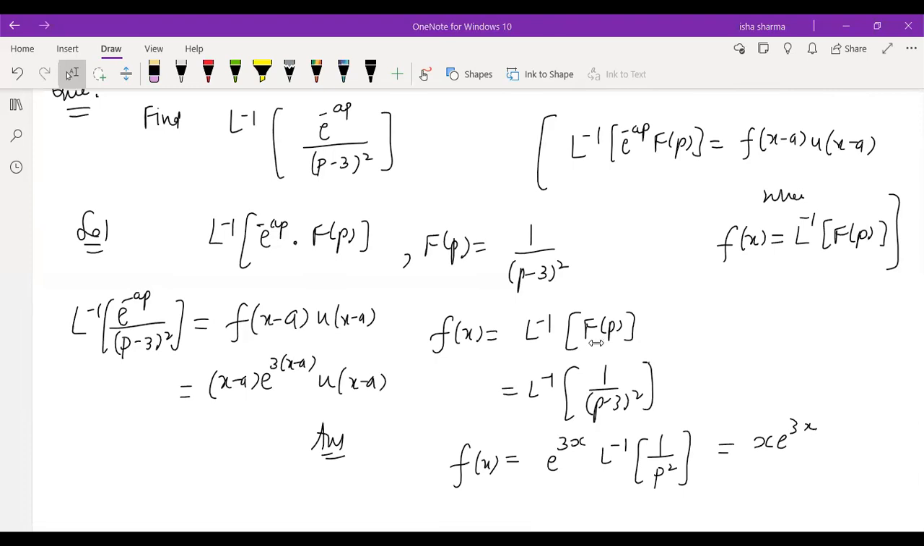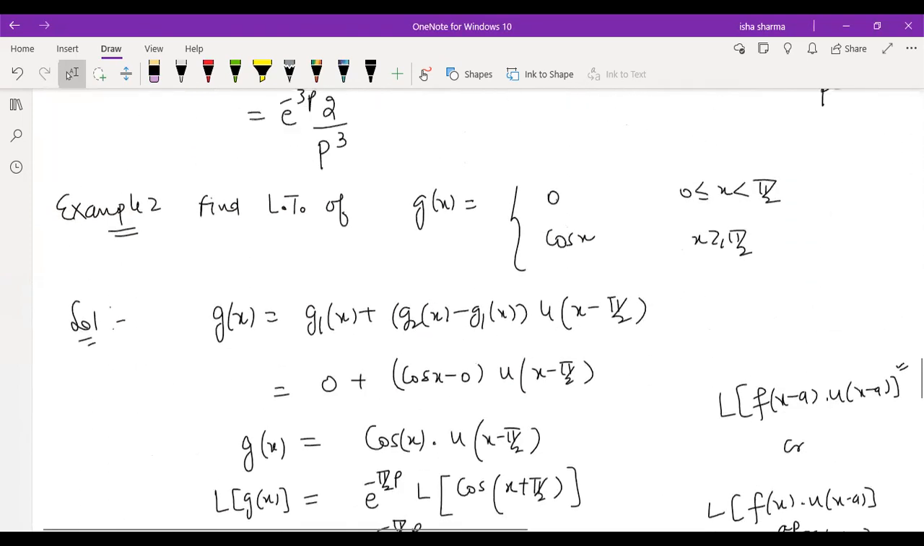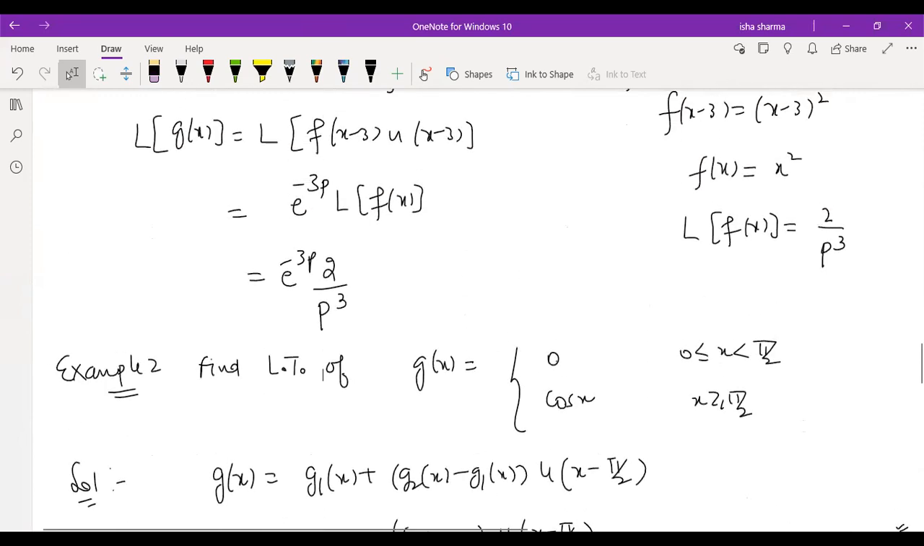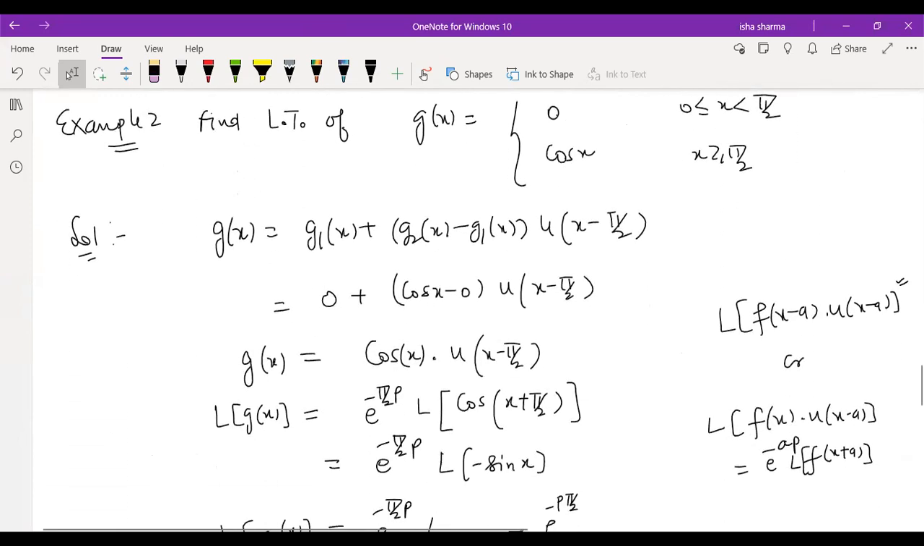Yes, Ishan. मैम जो पिछला क्वेश्चन था जिसमें g of x equal to cos x into u of x minus pi by 2, suppose उसमें cos of x minus pi by 2 होता तो हम cos of x minus pi by 2 को f of x minus a के इक्वल लेते हैं? Sorry, cos of x minus pi by 2 होता तो suppose मैम ये सिंगल स्टार की फॉर्म होता, नॉट डबल.